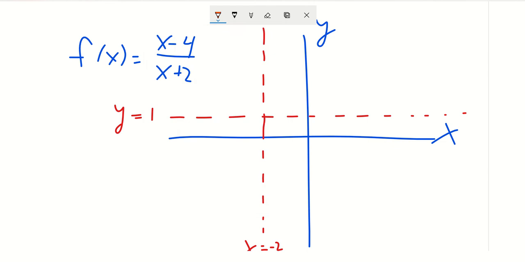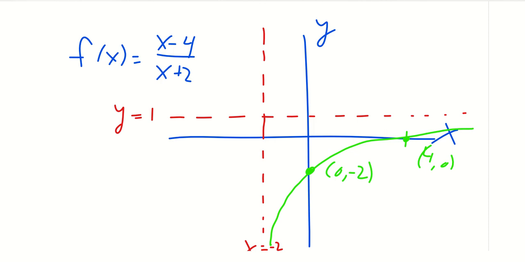We had some points on this graph. I'm going to put this graph in green. We had a y-intercept of 0, negative 2. And we had an x-intercept of 4, 0. We now can graph our rational function. We know it has to follow the asymptotes. So over here to the right, we know that it has to look like this. So we're going to have this piece right here.